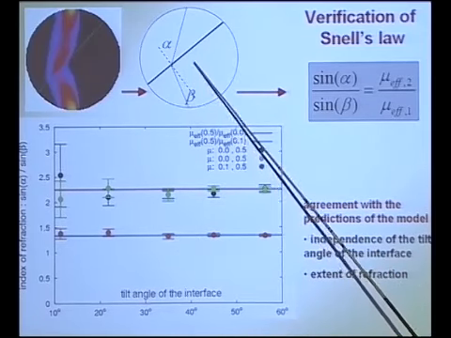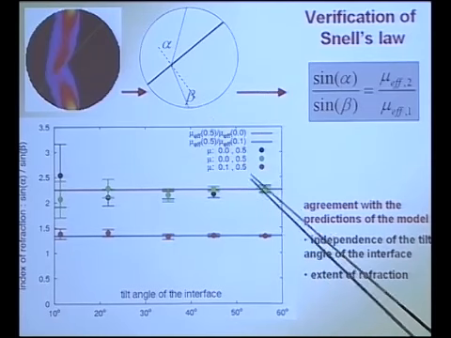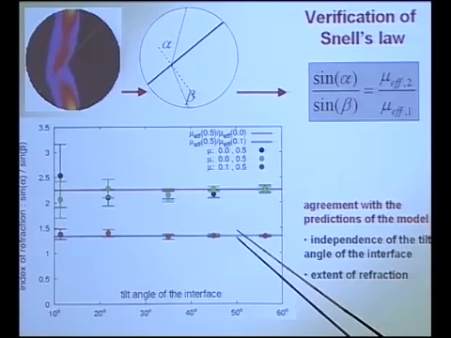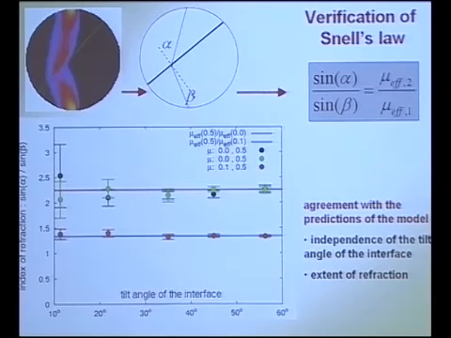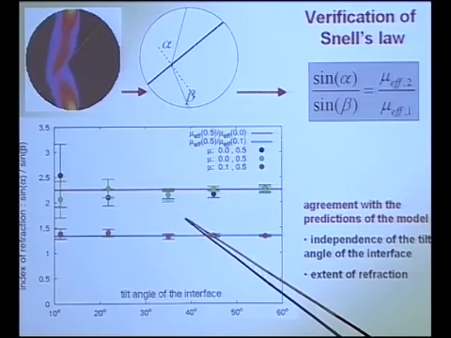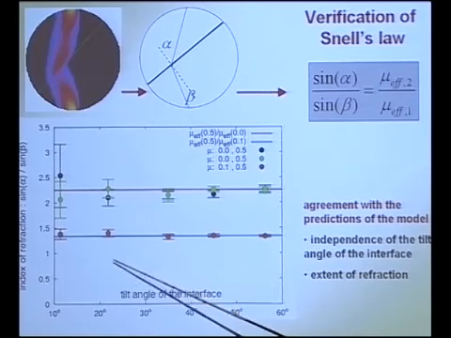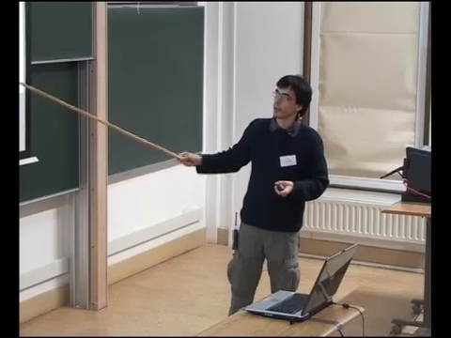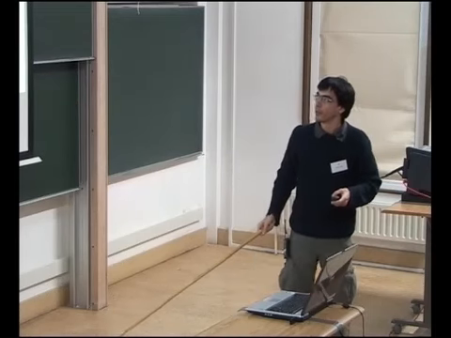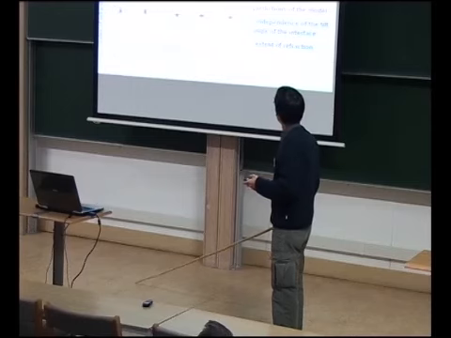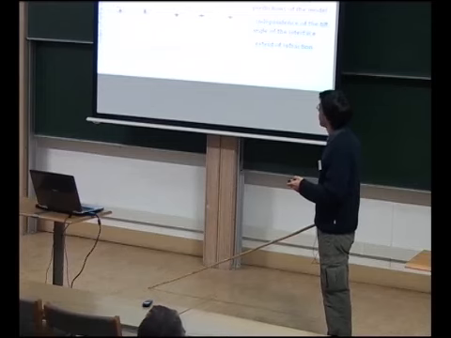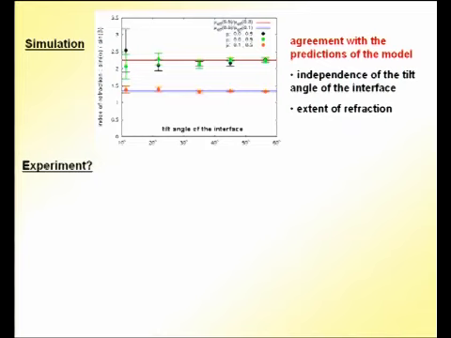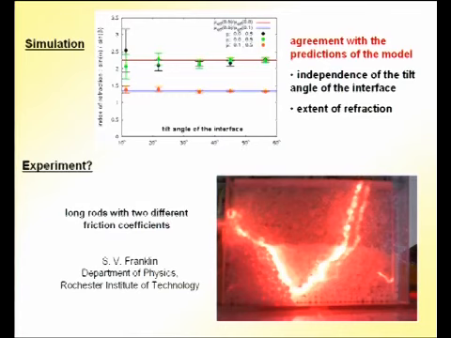So I got here this point, and I just connected it with straight lines to the end of the shear zone. In that way, I have alpha and beta, and I can vary frictional properties of the two materials. I can vary the tilt angle of the interface, and just to summarize this figure, I can say that the predicted refraction index is in a very, very good agreement with the simulation data. So in the simulation, everything looks fine.